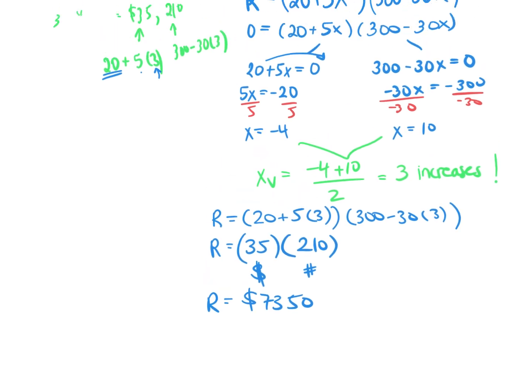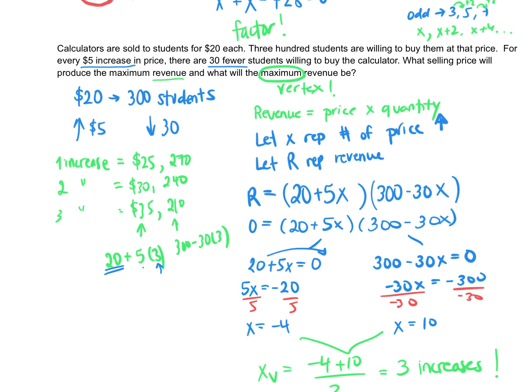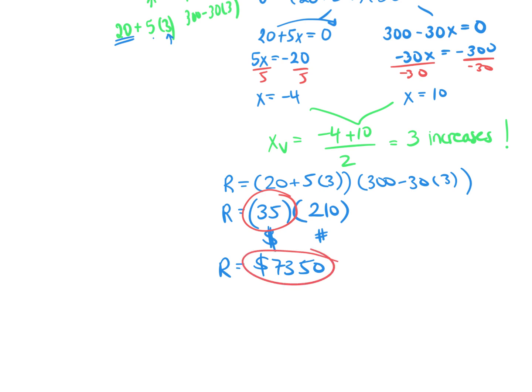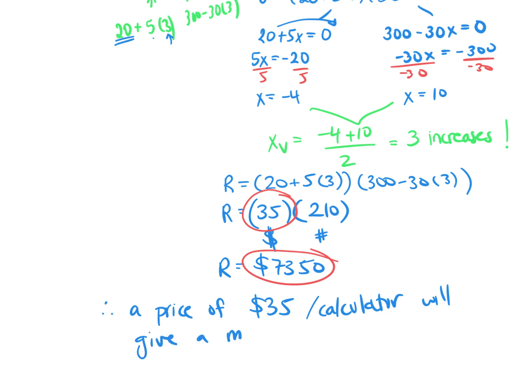$7,350. Now going back to my question here, it said what is the selling price that will maximize the revenue and what is that maximum revenue going to be? So in my therefore statement, there's my price, there's my max revenue. So therefore, a price of $35 per calculator will give a max revenue of $7,350. And there we are.